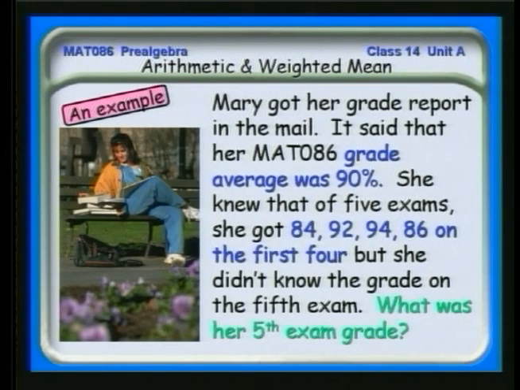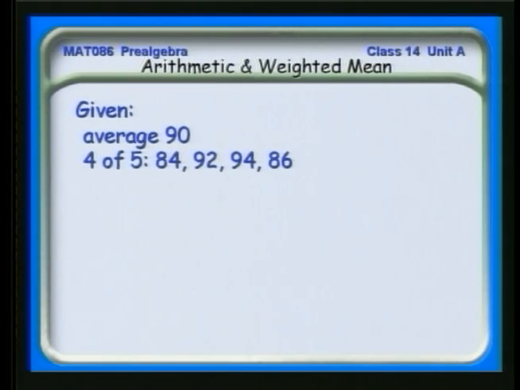Here's the information. Her average was 90. We're given 4 grades, 84, 92, 94, and 86, but she doesn't know the grade on the 5th exam that went into making that 90 average. What we're asked for is, what was the 5th exam grade? We're given these things. The average was 90, and 4 out of the 5 exams had those grades. What we'd like is the 5th exam grade.